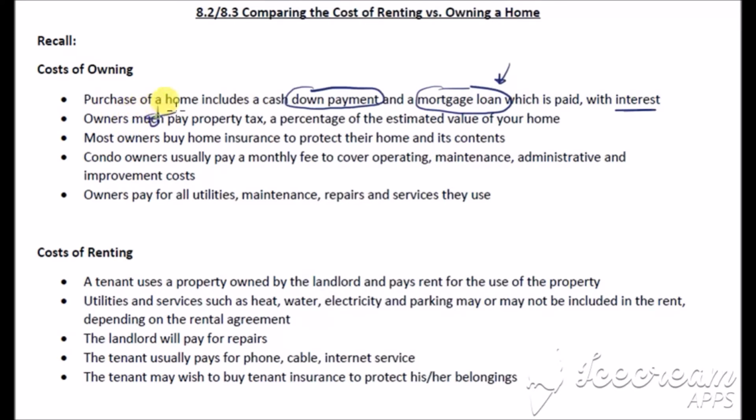Owners must pay property tax, whereas renting you don't have to pay this. And this is a percentage of the estimated value of your home. Most owners buy home insurance to protect their home and its contents. If you own a condo, there's usually a monthly fee associated with it. It's called condo fees, and it just covers operating and maintenance, administrative costs, and improvement costs to the entire condo building or the condo corp as a whole.